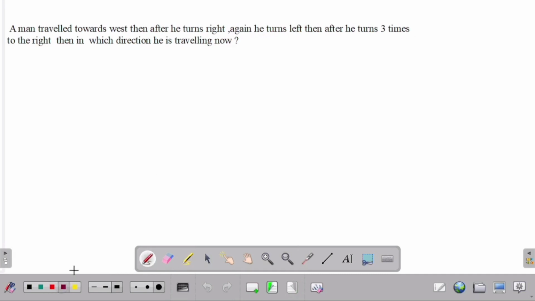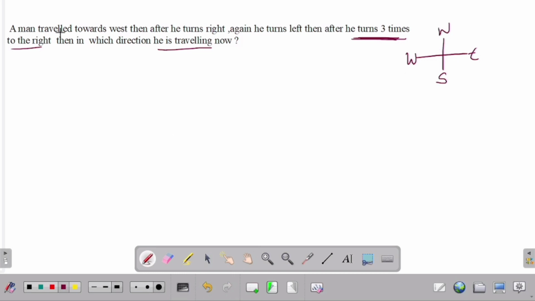What is the next question given? A man traveled towards west, then he turns right, again he turns left, then he turns three times to the right. This is a condition here: three times to the right. Then in which direction is he traveling now? Same question as the previous problem. So east, west, north, south.